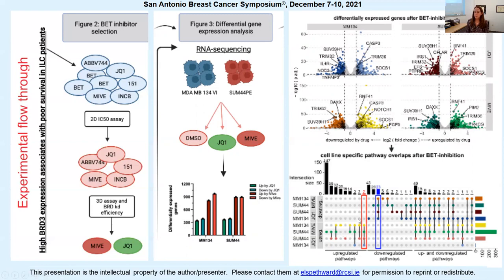The red rectangle on the upset plot highlights pathways that were commonly upregulated by both BET inhibitors in both cell lines, which were generally pathways involved in apoptosis and growth inhibition. The blue rectangle on the upset plot highlights pathways commonly downregulated by both BET inhibitors in both cell lines, which were pathways involved in DNA binding, cellular division, or metabolic processes.